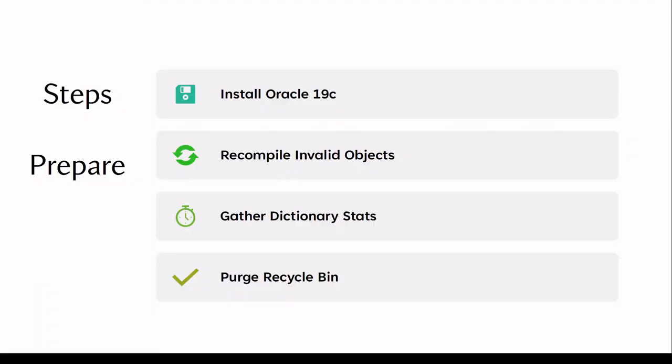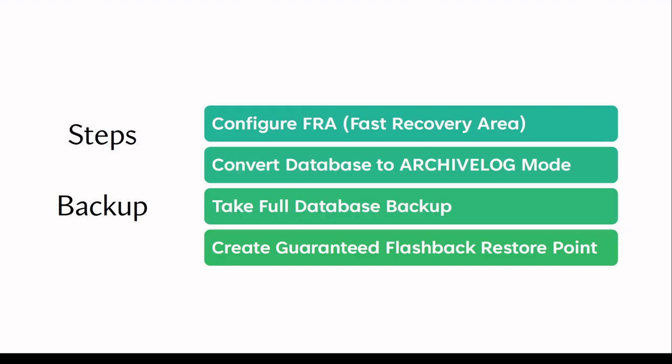The steps are: we need to install Oracle 19c Home, then recompile the invalid objects in Oracle 12c, gather the dictionary stats, and purge the recycle bin. Once that is done, we need to take the backup. For backup, configure the FRA if you have not already configured it. Convert the database to archive log if it is not already running in archive log. Take a full database backup and then create a guaranteed flashback restore point.